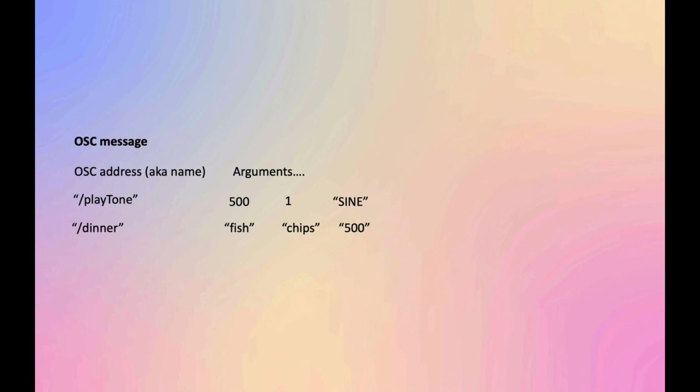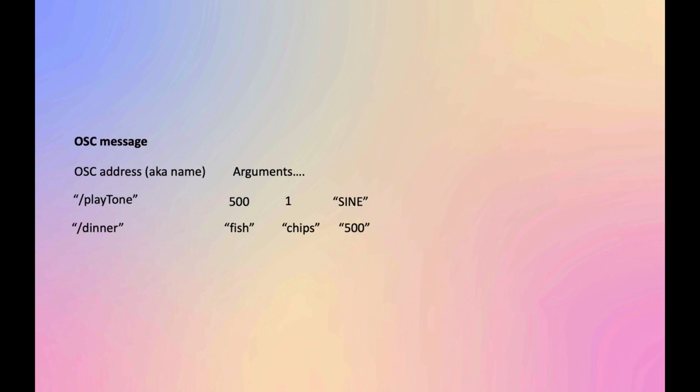So here's an example. An OSC address has the name /playtone, and it's got the arguments 500, 1, and the string sine. Or more of a dummy example, the OSC address is /dinner, and the arguments are the strings fish, chips, and 500. So note that any word can be used, any string can be used. In fact, even a string with spaces in can be used. And we have the convention of using slashes, but we don't have to follow that convention.